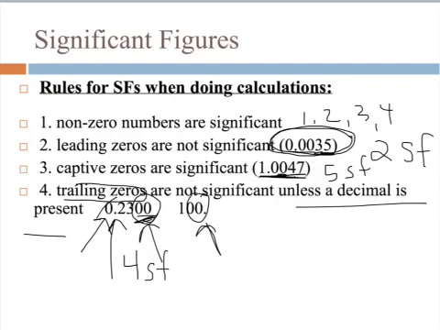Let's take a look at the next example right here, the 100 with a decimal point at the end. These are trailing zeros. They're at the end of the number. There is a decimal present. Look at rule number 4. The trailing zeros are not significant unless there's a decimal somewhere in the number. Well, here's the decimal. So therefore, these are significant. Don't forget, so is the 1. It is a non-zero number, so 1 is significant and the 2 zeros are significant for 3 sig figs.